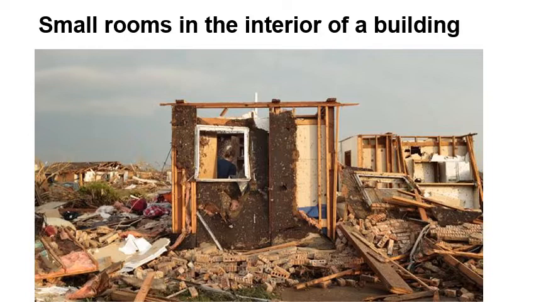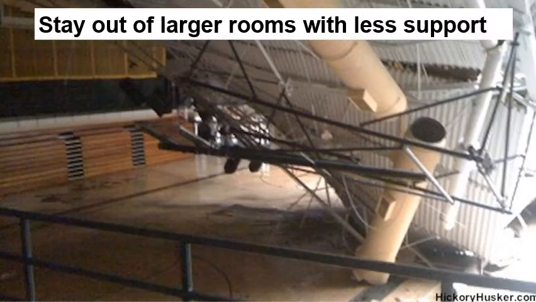you should go to a small room in the interior of the building, whether it's an apartment, a house, a condo, whatever, because the exterior walls are the ones that are going to come down first. So if you're in interior walls, you're safer. And interior walls that are close together, like in a closet or a bathroom, the closer together the walls are, the safer it's going to be, because they're stronger when they're closer together.